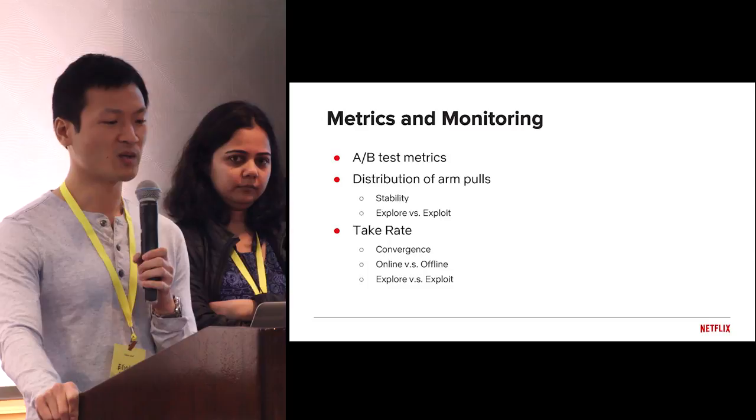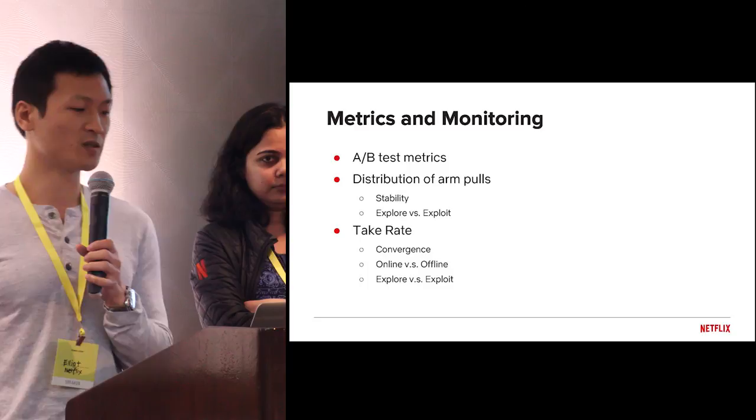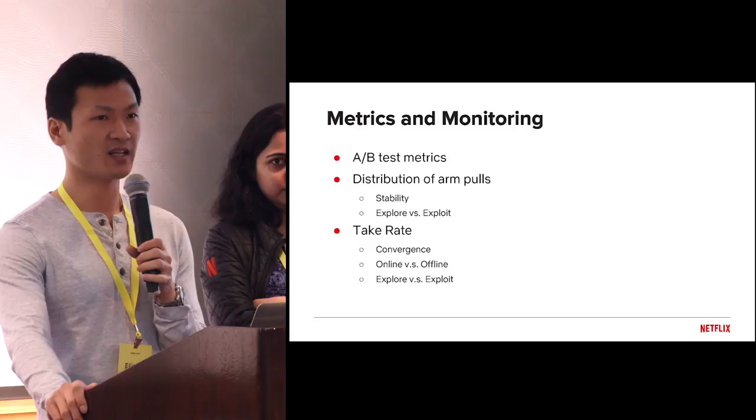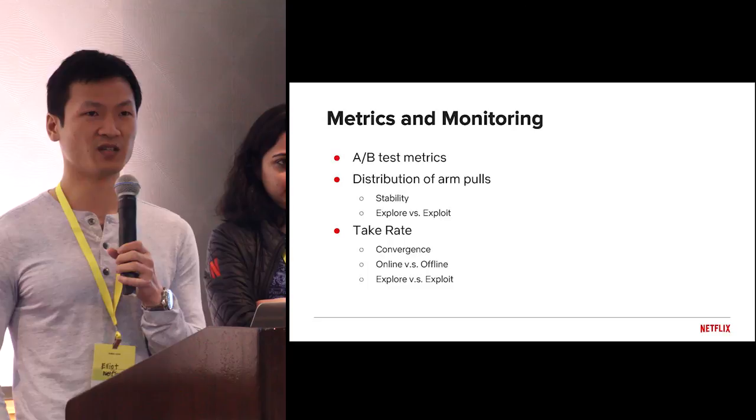Aside from just normal A/B test metrics, for these multi-arm bandit models, we found a few other classes of metrics to be useful to look at. First is about the distribution of the arm pools. So you have many, many arms that you potentially are selecting from. So you want to make sure that when you observe what your model is doing, that it's fairly stable. Otherwise, it might be misbehaving.